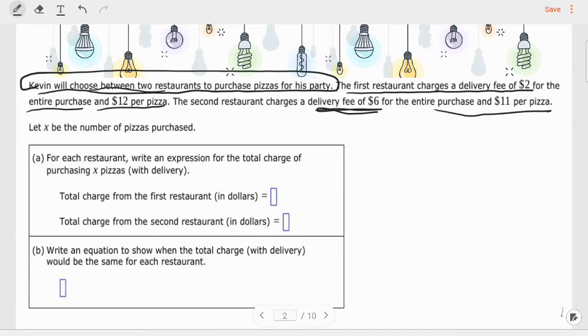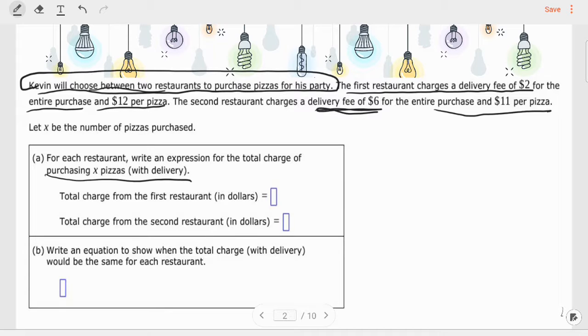Well, what I would need to do is set up an expression that represents how much each of them are going to charge. For each restaurant, write an expression for the total charge of purchasing X pizzas with delivery. Okay, so let's go ahead and get started. What is the total charge from restaurant 1?